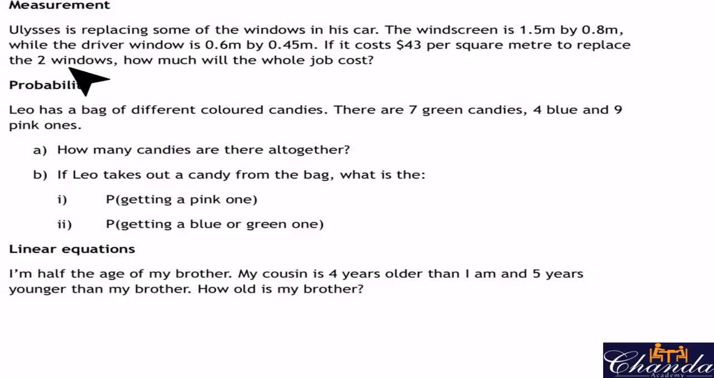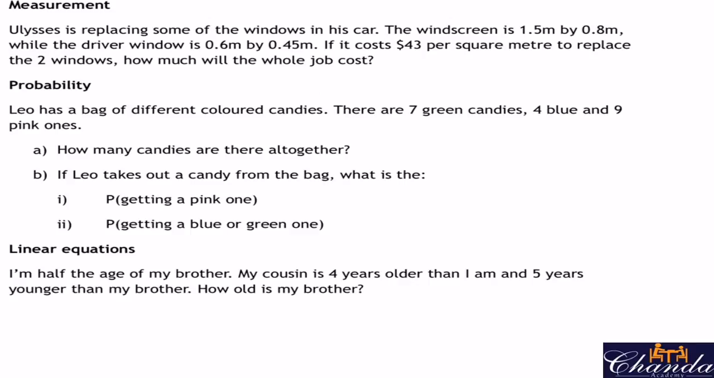From there, we move on to measurement. In measurement, a question could be, Ulysses is replacing some of the windows in his car. The windscreen is 1.5 meters by 0.8 meters, while the driver window is 0.6 meters by 0.45 meters. If it costs $43 per square meter to replace the 2 windows, how much will the whole job cost?